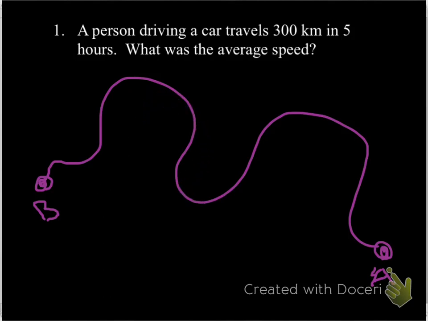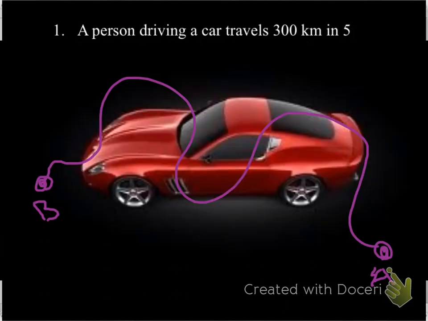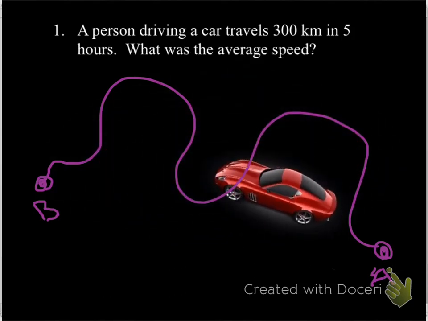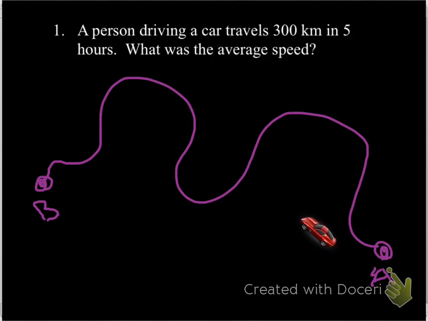So now let's get a car. Let's see here. Oh, there we go. It's a little big. Let's shrink it down. There we go. That's a good sized car to talk about. So the car starts right here.